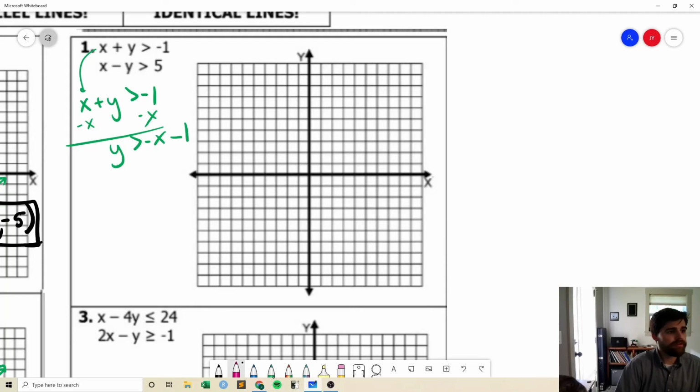Okay, we can take that other inequality. This one's going to be a little bit more work. x minus y is greater than 5. Okay, so we're getting y alone. Again, we need to get this x term out of the way.